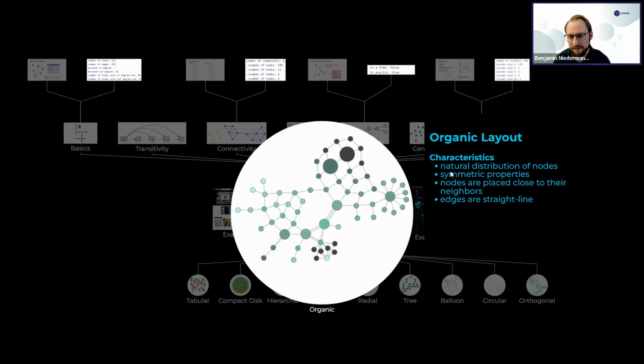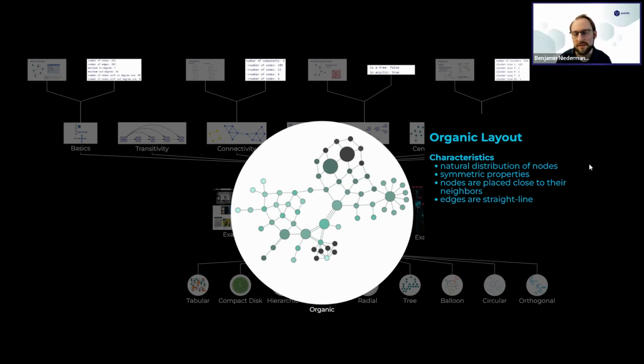So I start with the organic layout because this is a very typical layout that often is used if you don't know too much about your data. People often use organic layout. It's a force-directed layout, which basically gives you already some kind of layout. So in this playground that I've showed you before, I also applied an organic layout because I didn't know how the structure of the data is. So in that case, you can just use the organic layout to get some natural distribution.